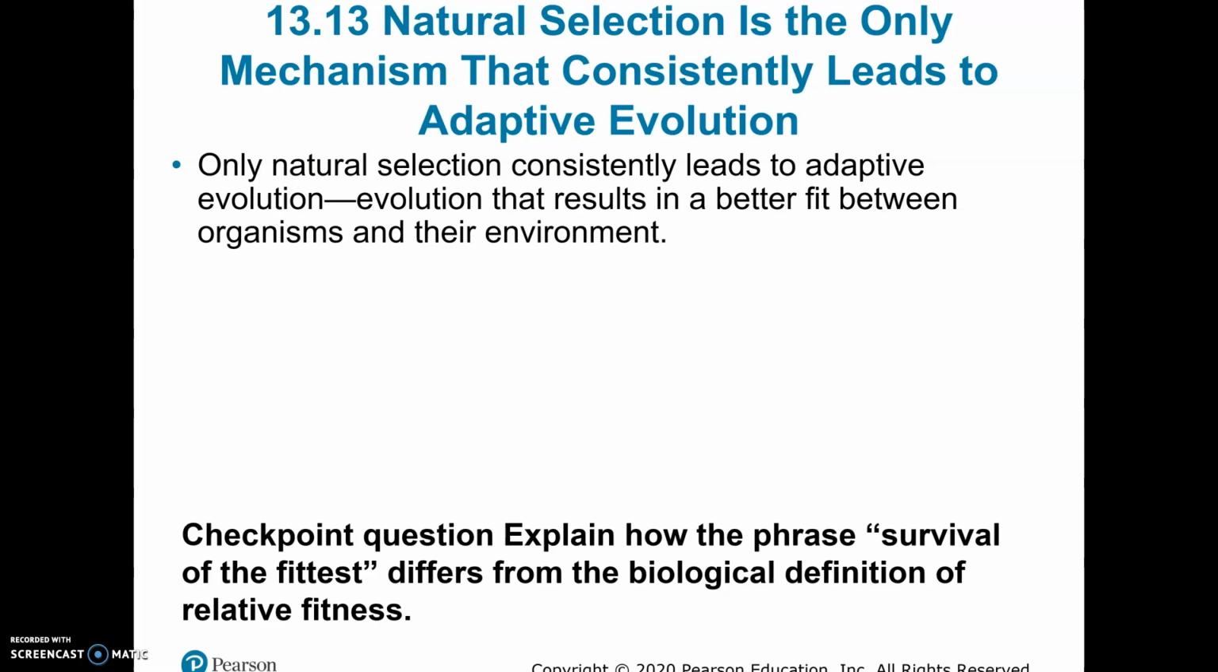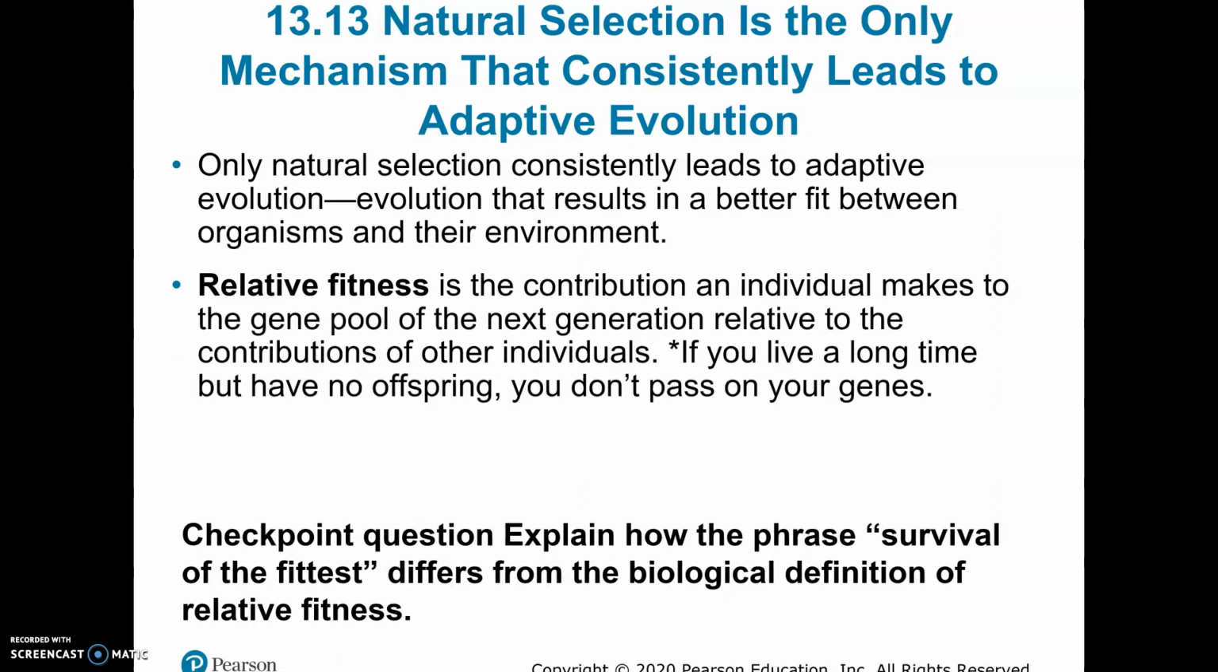All the other mechanisms we talked about, genetic drift is where the population changes by random chance because of a natural disaster, because the population is too small, because of the founder effect. Mutations are random. They're not necessarily good or bad. They might be good, they might be bad, they might have no effect at all. Migration, things like that. But natural selection specifically contributes to making a population more adapted to the environment.